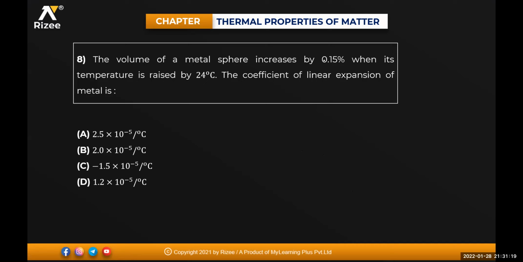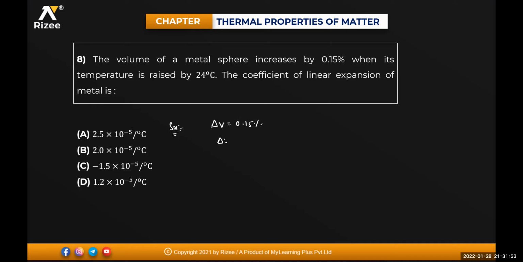The volume of the metal sphere increases by 0.15% when its temperature is raised by 24 degrees centigrade. The coefficient of linear expansion of the metal is equals to how much? The volume of the metal sphere is increased by 0.15% when its temperature is raised by 24 degrees centigrade. The coefficient of linear expansion of the metal is equal to how much? Change in volume is given as 0.15%. Okay, so change in volume is equal to how much?